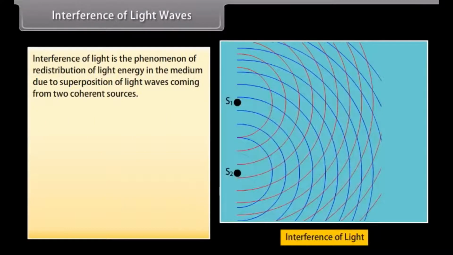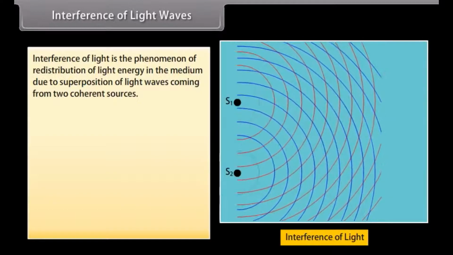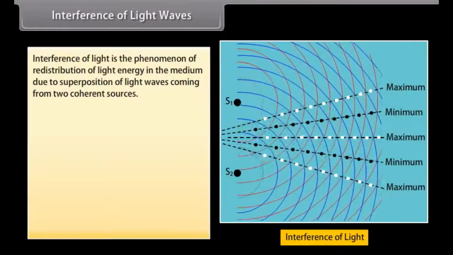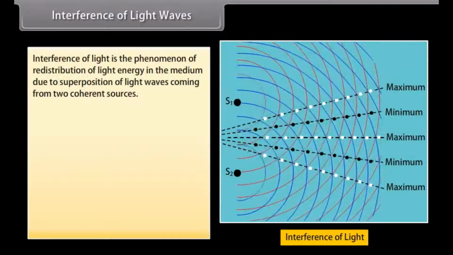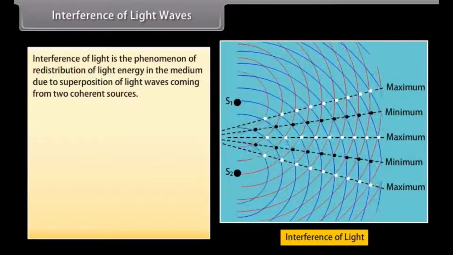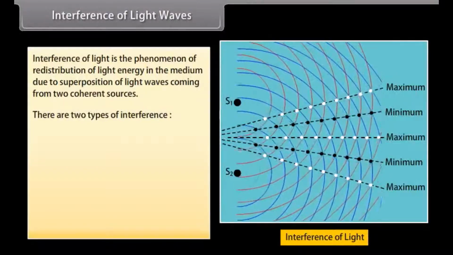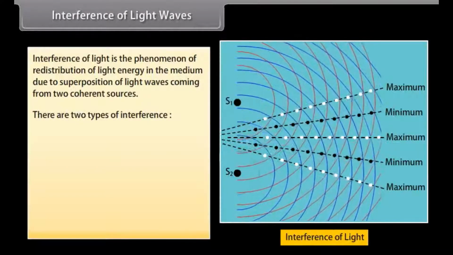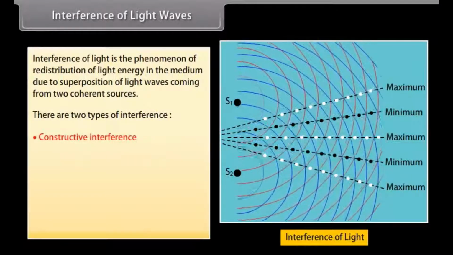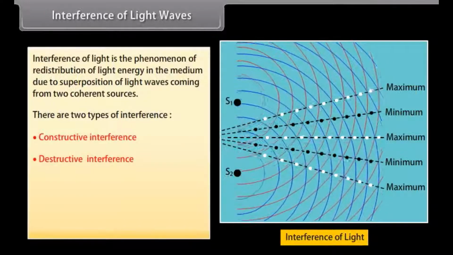Interference of light waves. Interference of light is the phenomenon of redistribution of light energy in the medium due to superimposition of light waves coming from two coherent sources. There are two types of interference. They are constructive interference and destructive interference.